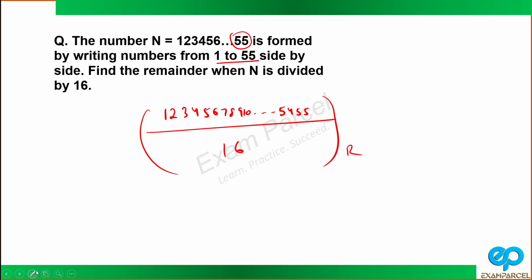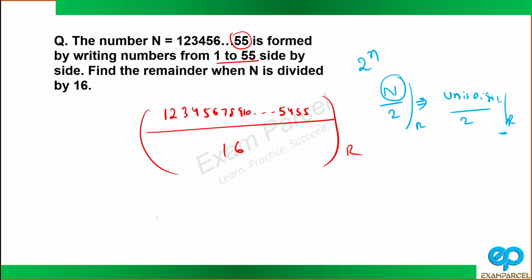Now here you will have to know a property of 2 raised to the power n. Let's say I want to find the remainder when I divide any number by 2. This number, howsoever big it is, you will simply take the unit digit and divide by 2, and you will get your correct remainder.